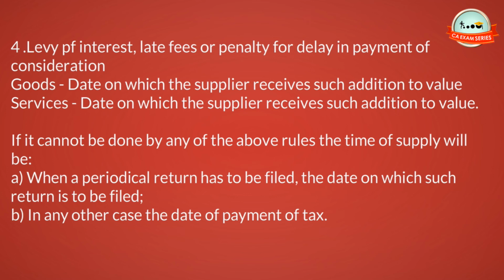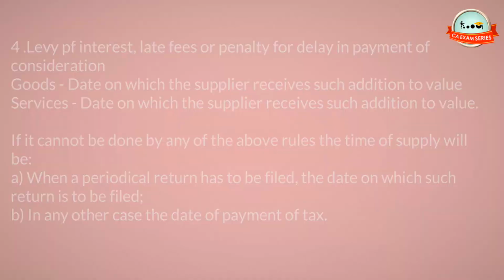If it cannot be done by any of the above rules, the time of supply will be A. When a periodical return has to be filed, the date on which such return is to be filed. B. In any other case, the date of payment of tax.